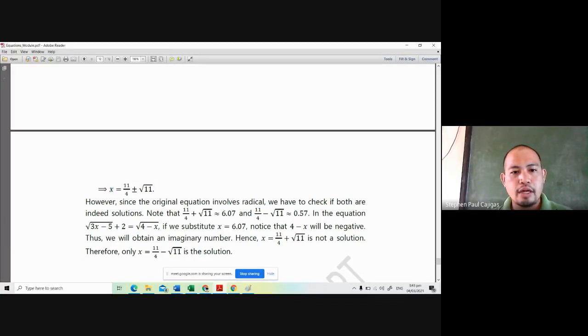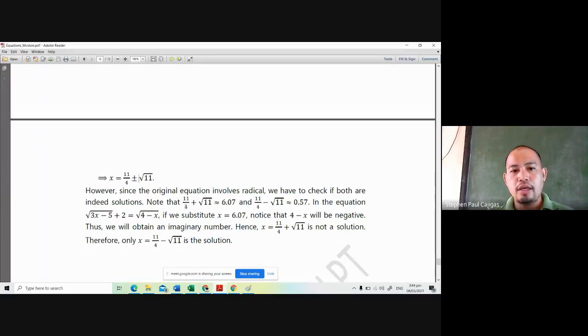So we do not conclude right away na ininhira hi 11 over 4 plus square root of 11 ngan hi 11 over 4 minus square root of 11 are two solutions. Possible la hira, di kita sure kung solution good ba talaga hira na duwa. So what we do here is first we estimate the value itong duwa. So kung may nakita 11 over 4 plus square root of 11, that is approximately 6.07. Tapos si 11 over 4 minus root of 11, that is approximately 0.57.